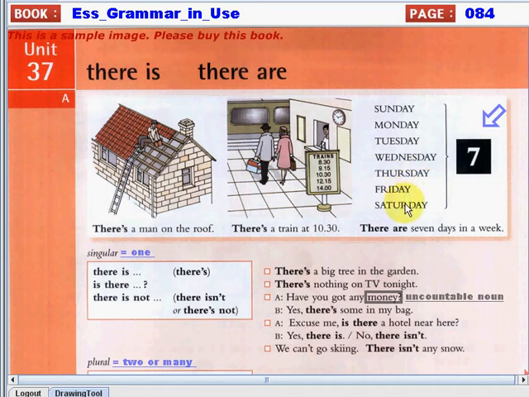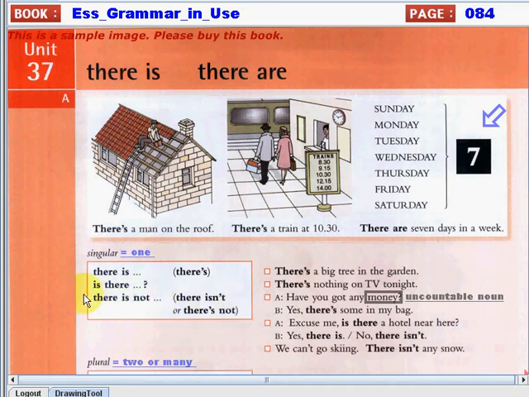Okay. So let's look at this box, because the phrases here are used for a singular, or there is. There's is a contraction of there is. You can also use is there, or there is not. There isn't or there's not is a contraction of there is not.